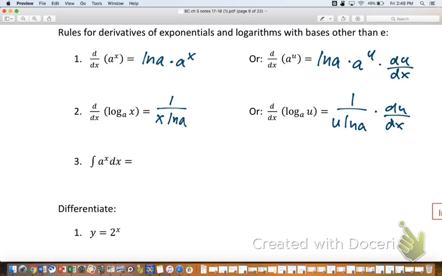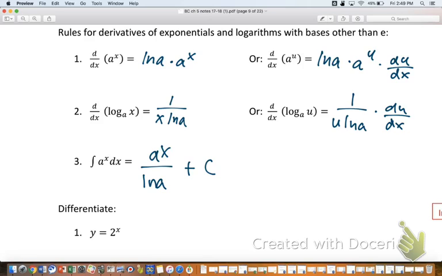Well, isn't the antiderivative just the opposite of the derivative? So if the derivative of a to the x is ln of a times a to the x, the antiderivative would be what? Instead of multiplying, you would end up dividing, right? So it'd be a to the x divided by ln of a, and then don't forget the always popular plus c.